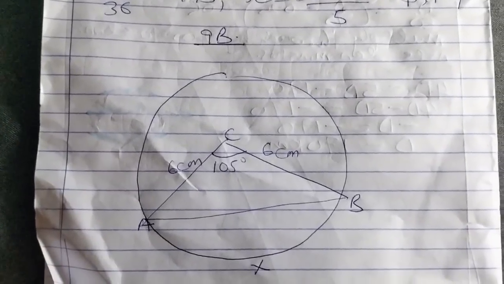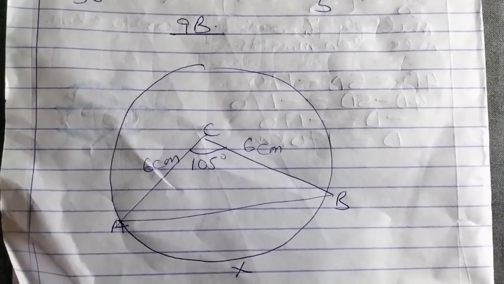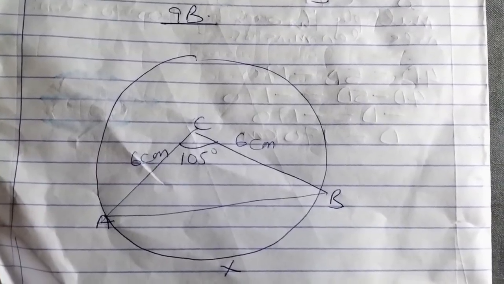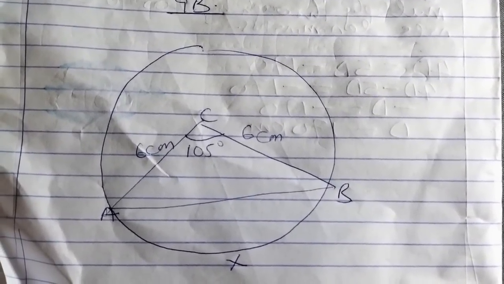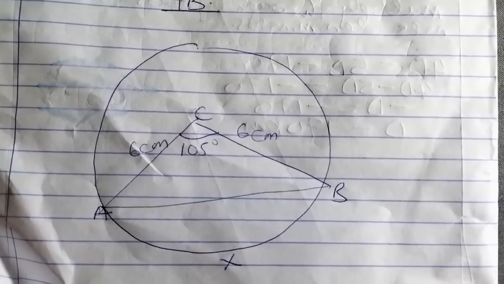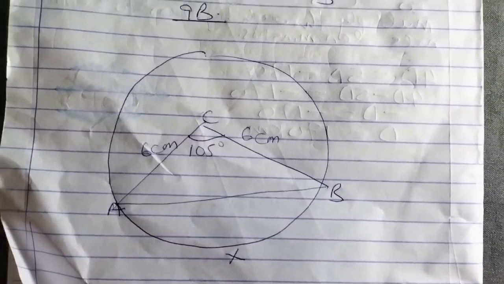So you need to sketch the diagram for the circle or for the sector. You have the diagram there, a circle. See the center, the angle at the center is 105 degrees. You have the radii, AC and CB, 6 cm each. Have the arc, ASB.